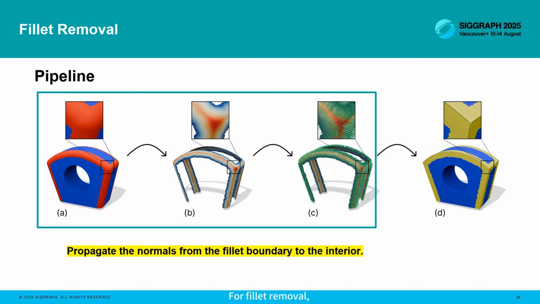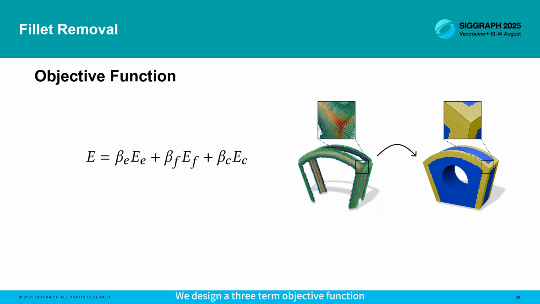For fillet removal, we propagate boundary normals into the fillet region using geodesic distance, assigning each triangle within the region a target normal direction. We design a 3-term objective function to adjust the orientation of triangles and achieve fillet removal. Next, I'll walk through each of the 3 energy terms.